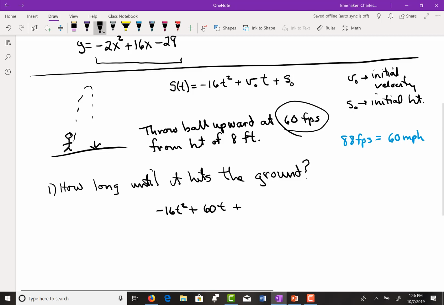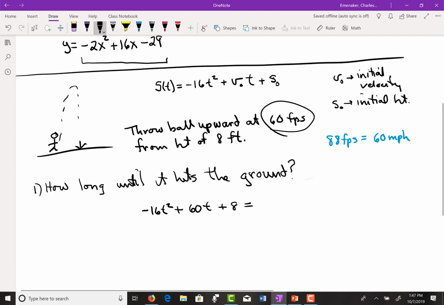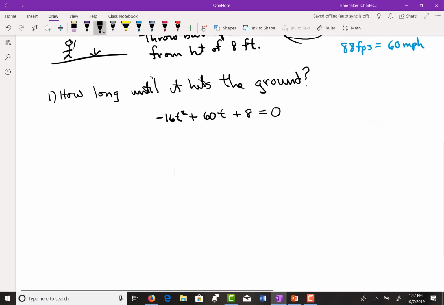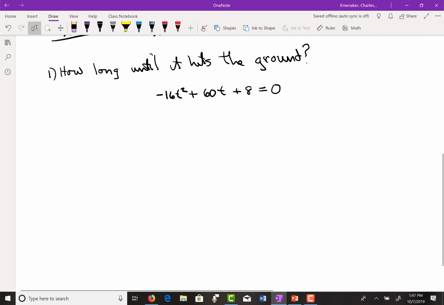What's s sub 0 in this particular situation? 8. Got it. Equals. Now, here comes the tricky part. If we want it to hit the ground, what's its height going to be? 0. So we're going to set this equal to 0. That's when the ball's going to go thump and be back on the ground, a height of 0. Huh. Any ideas how to solve that?